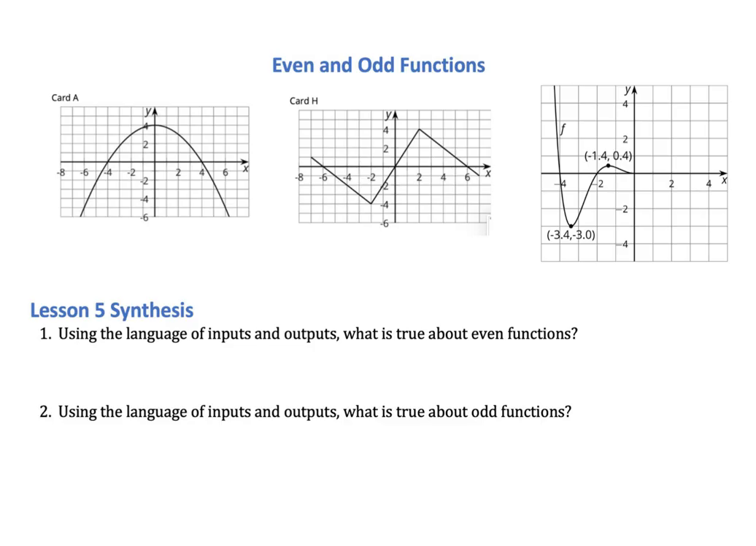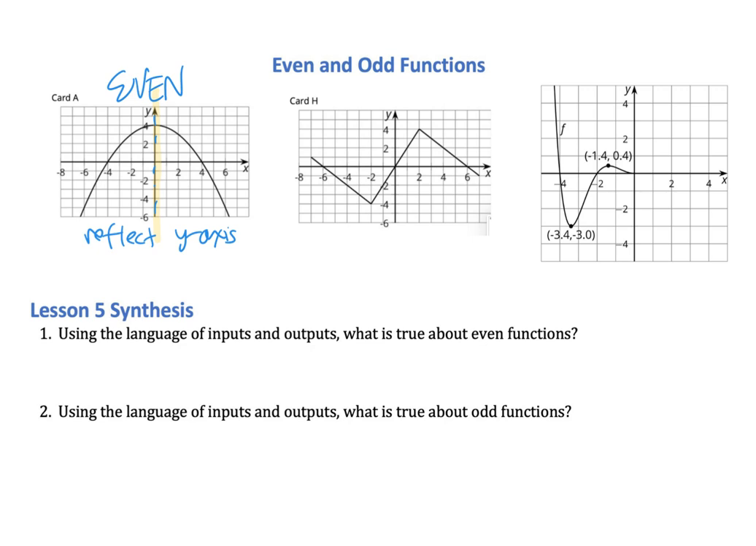So even and odd functions. This first one, hopefully you look at it right away and say to yourself, oh, that is in fact an even function. How do we know it's an even function? Well, an even function visually reflects over the y-axis. So if you folded your paper down that blue dotted line, you would get the same thing and they would overlap each other.